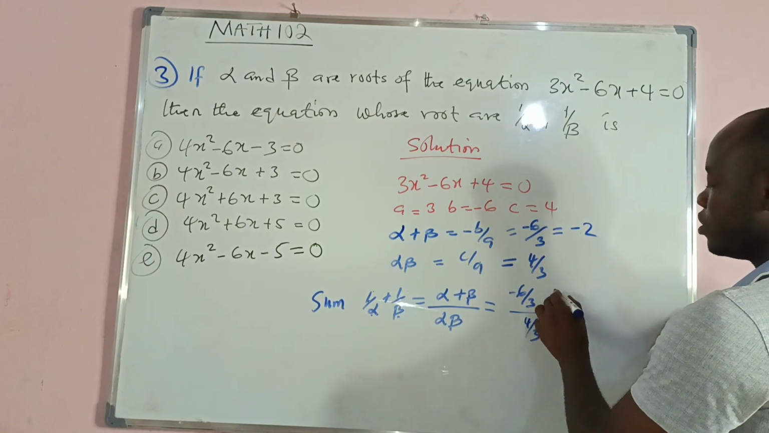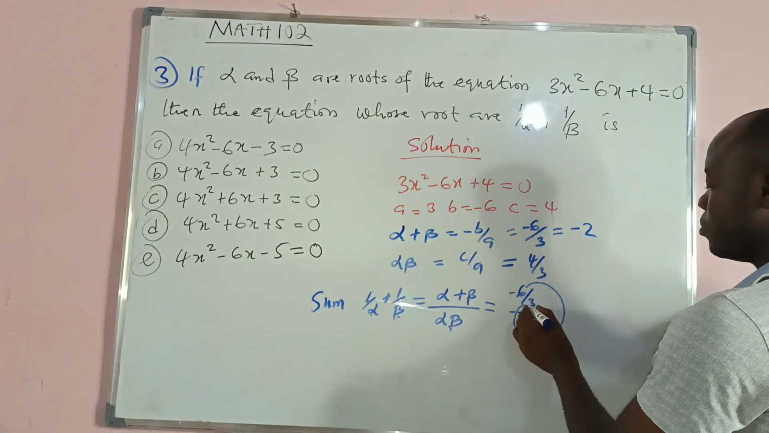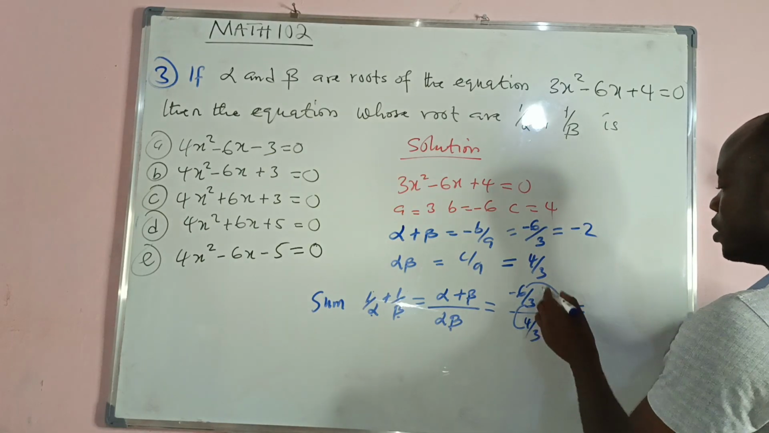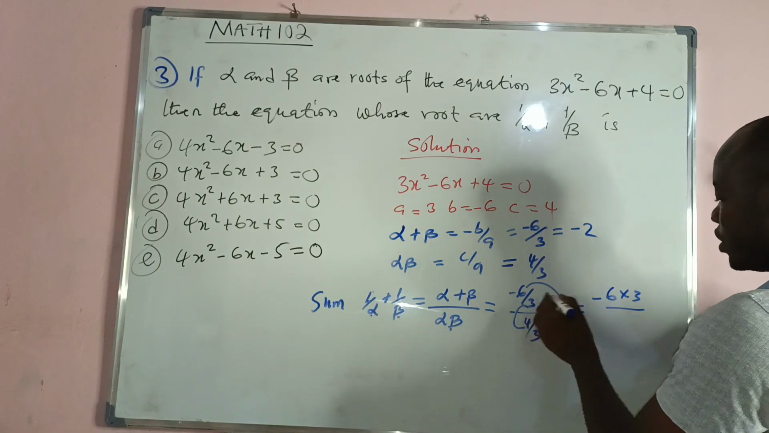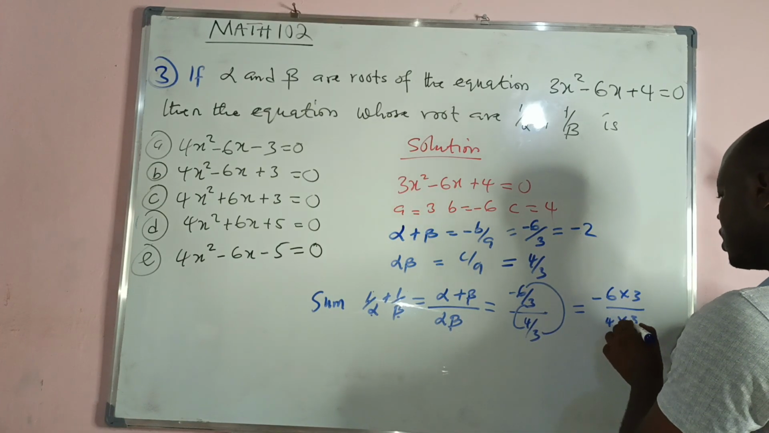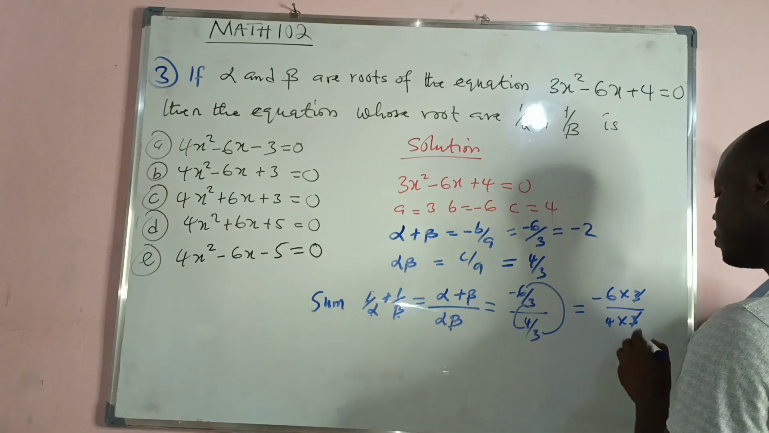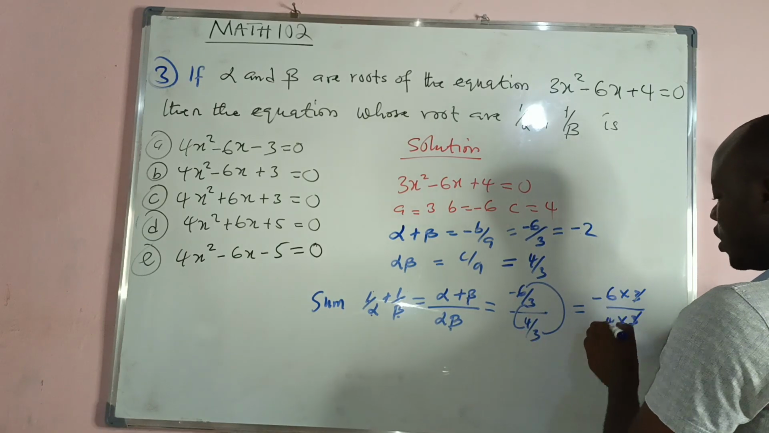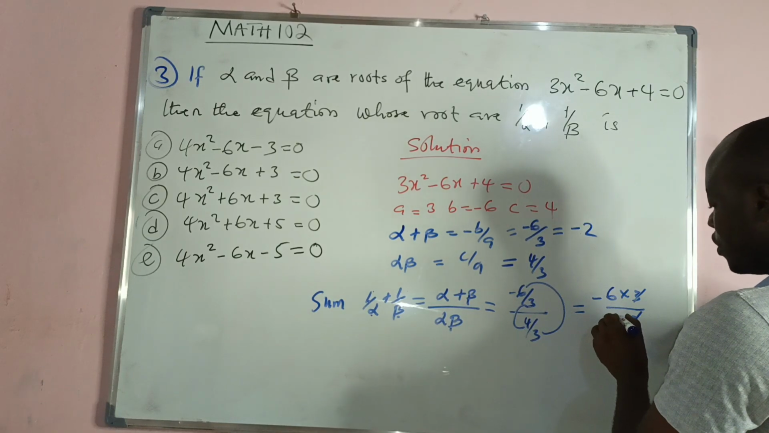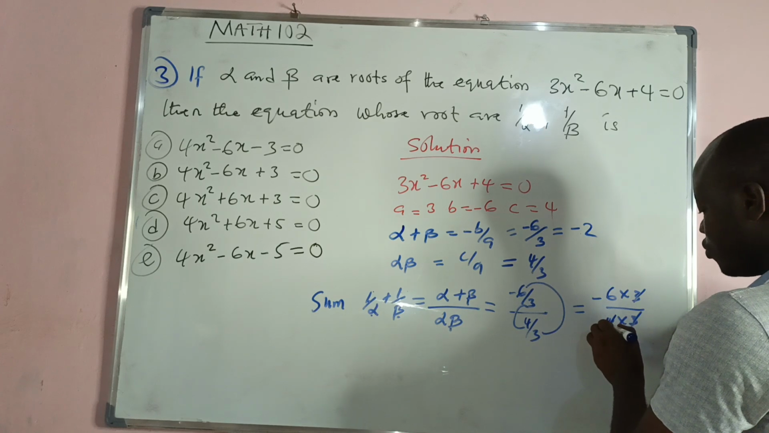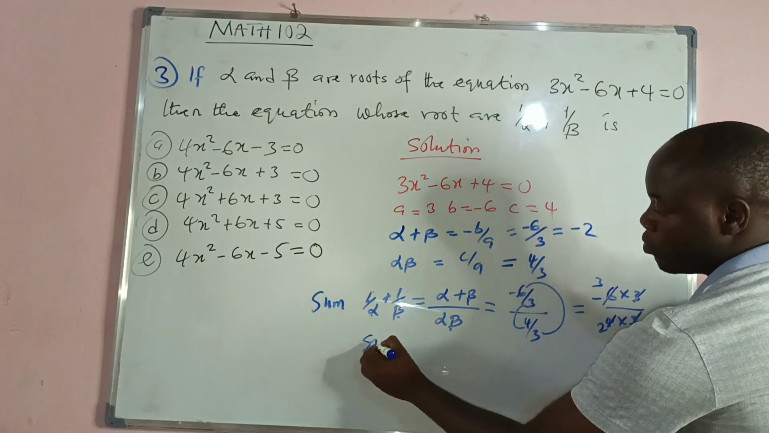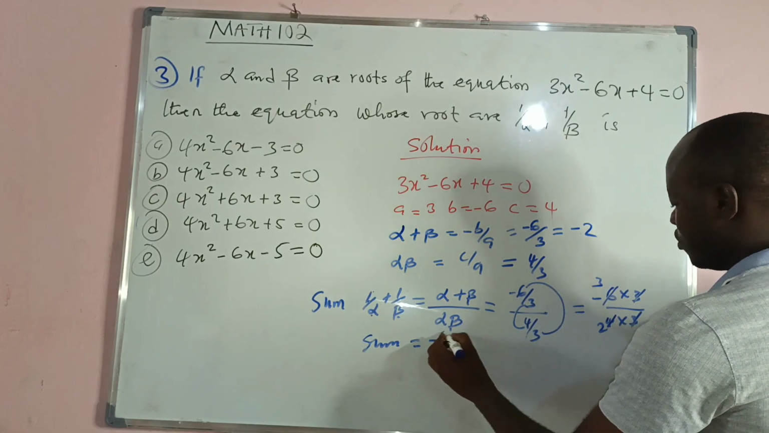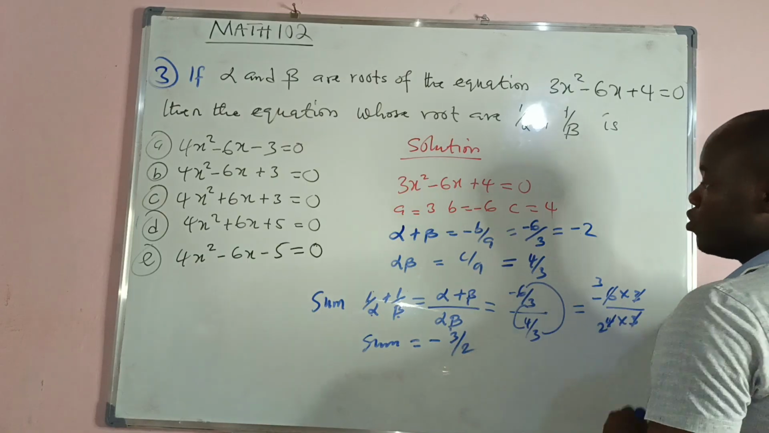So therefore, you can now multiply this times this and then this times this. This is going to give us minus 6 times 3 divided by 4 times 3. So this will now cancel this. For the summation at the end, 2 into 4 is 2, 2 into 6 is 3. So at the end, for the sum, we have minus 3 all over 2.